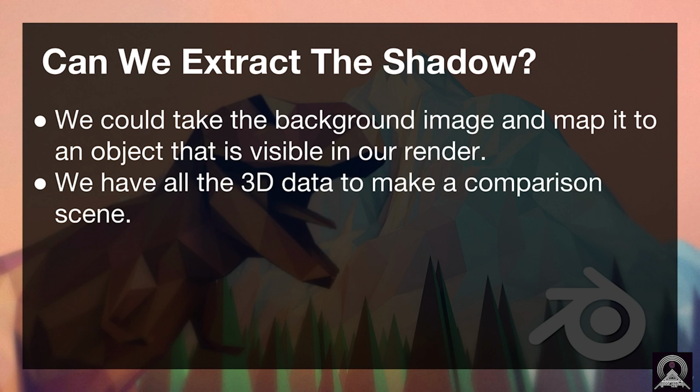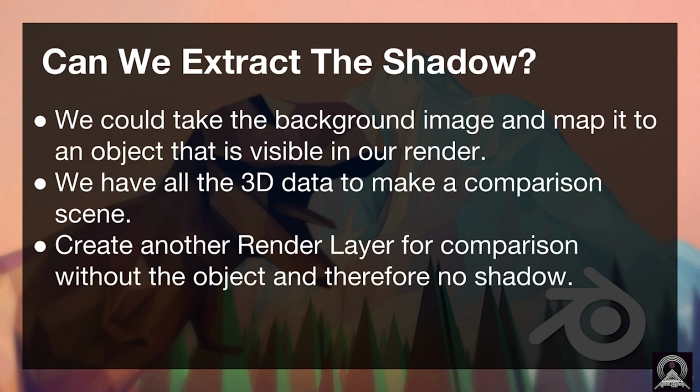Now, because we have all of the 3D data to make a comparison scene, we can go about and do that. We can create another render layer for comparison without the object and therefore without the shadow as well. Now we can create just the shadow on its own. However, that can cause issues where the shadow appears on top of our plane rather than underneath it.